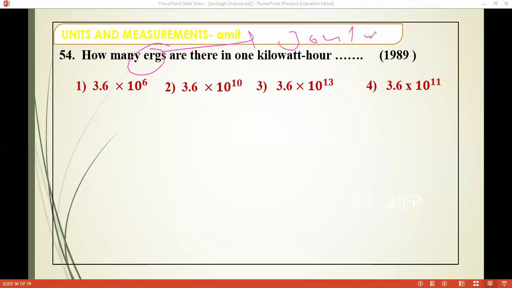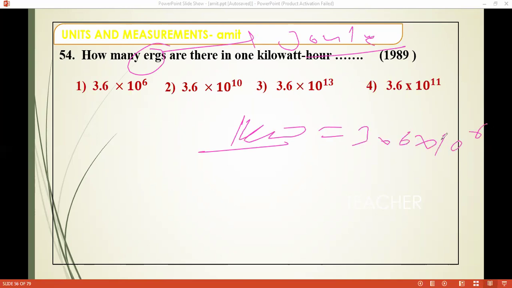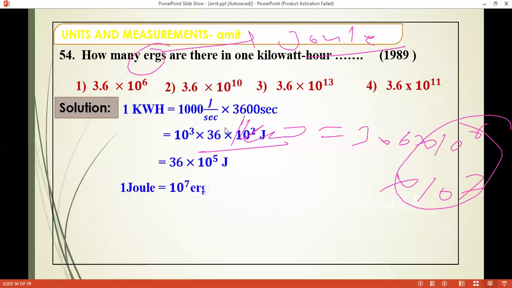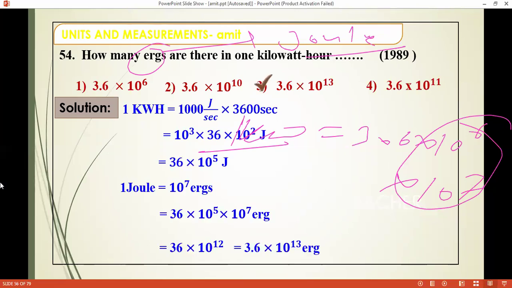From here, you can solve it further. 1 kilowatt hour is 3.6 into 10 to the power 6 joules. If you multiply by 10 to the power 7, it should come to 10 to the power 30. Check it: 10 to the power 7 or 6, you will get answer number 30. These are easy, dual questions, but only if you are aware can you do this question.